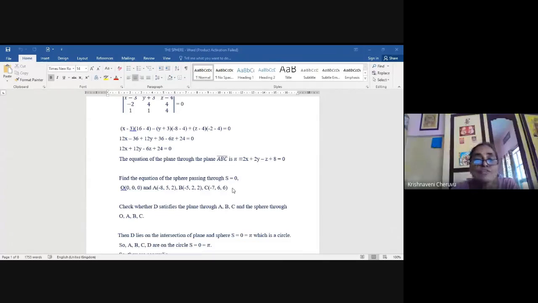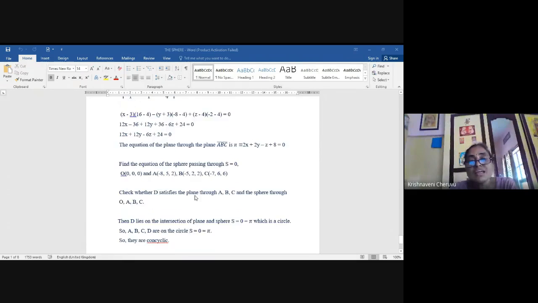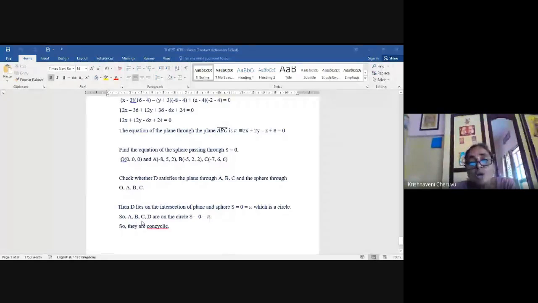Okay. So what you have to do before that is, now you have a point D. You check whether the point D satisfies this plane, girls. And also you check whether the point D satisfies the sphere also. When the point D satisfies the plane and the sphere, then it lies on the circle S = 0 = pi. So already you have a circle with ABC. Now D is also satisfying the sphere and the plane, means D is also lying on the circle S = 0. Therefore ABCD are lying on the same circle.